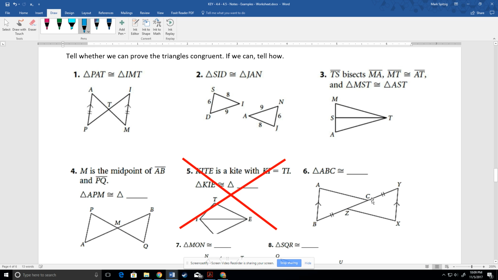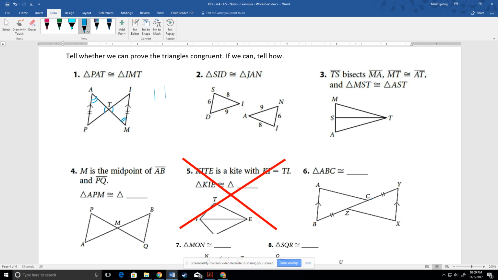So it says tell whether we can prove the triangles are congruent. If so, tell how. All right. So in this case, here's where we get a little more convoluted. We have to do a little more marking and looking at this one. We mark our angles congruent here for vertical angles. I recognize that these are parallel. They're not going to tell me they're parallel for no reason. So I can mark these congruent, right? Because those are alternate interior angles.